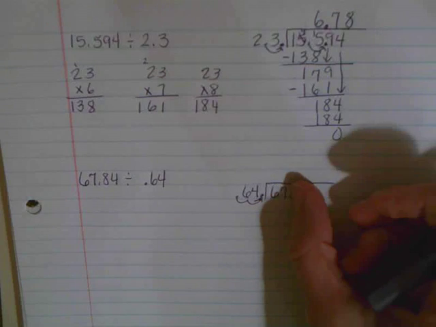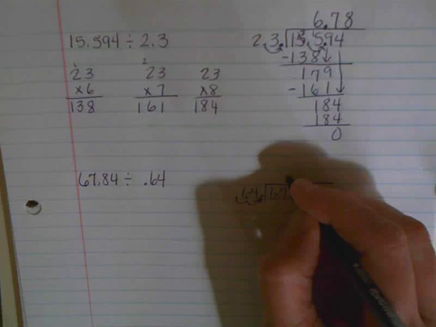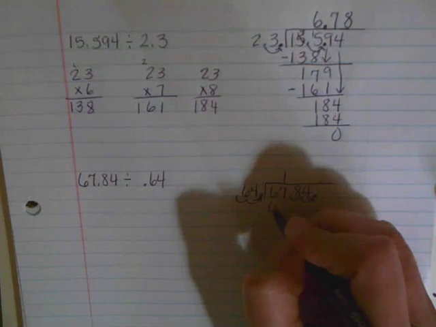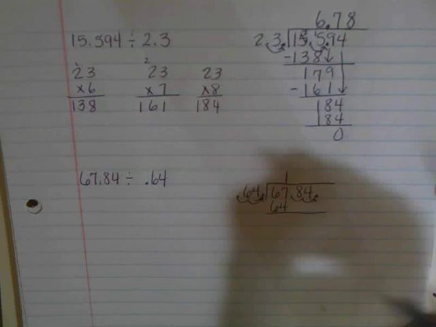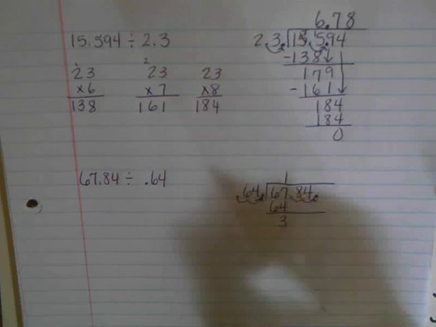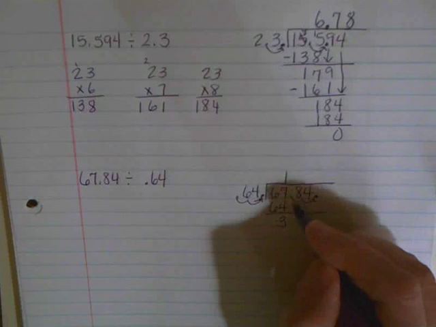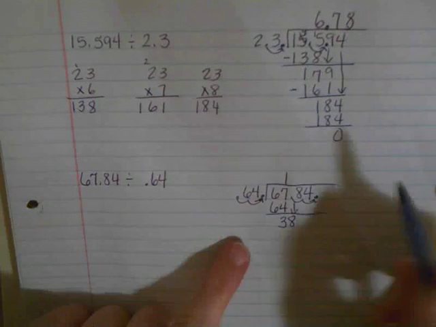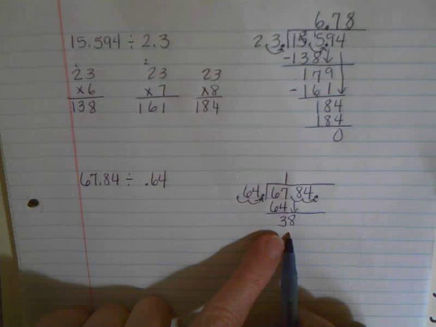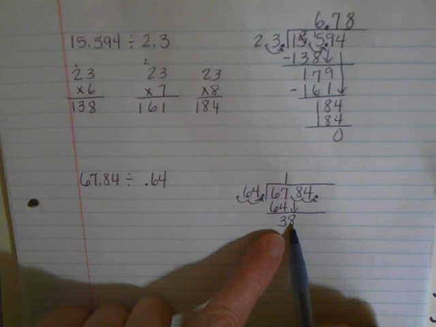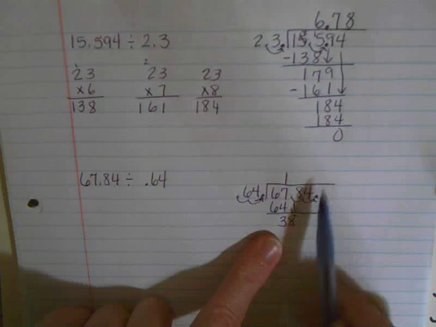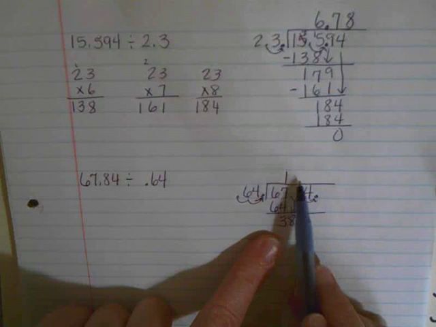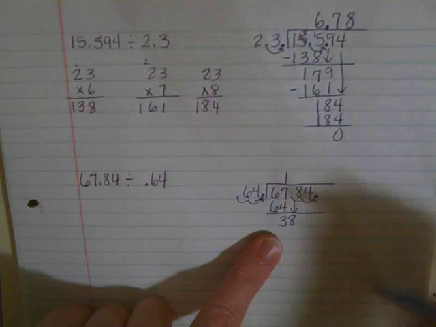Okay, so remember, you want to look a little bit at a time. 64 doesn't go into 6, it goes into 67 one time. So subtract, it gives me a 3. 3 is smaller than 64. Bring down the 8. Now, here's where it gets a little tricky. 64 does not go into 38. If I have brought something down, I am not allowed to bring something else down until I've put a placeholder up here.